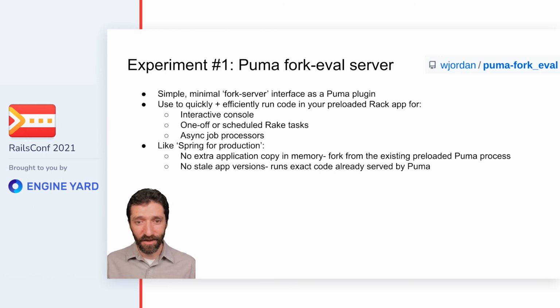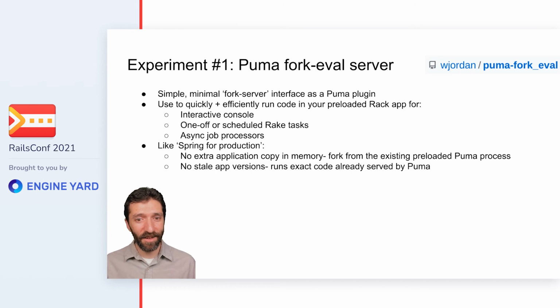The general use cases are to spin up an interactive console like Rails console, to run one-off or scheduled rake tasks that might need access to the Rack application, or even to spin up asynchronous job processors running on a separate process, but that might still want to reference parts of the Rails app in their application logic. I like to think of this experiment as a kind of Spring for production.